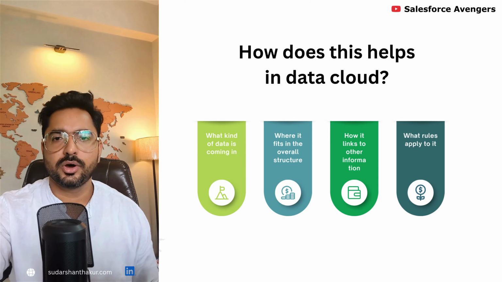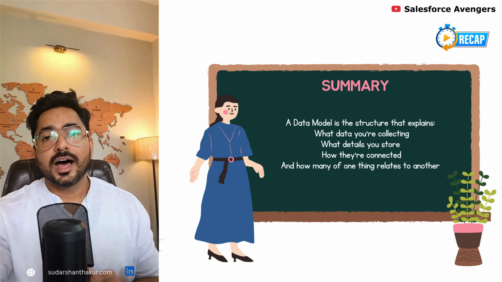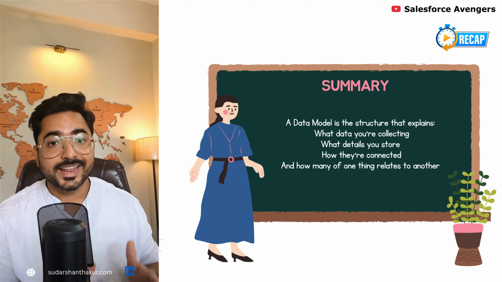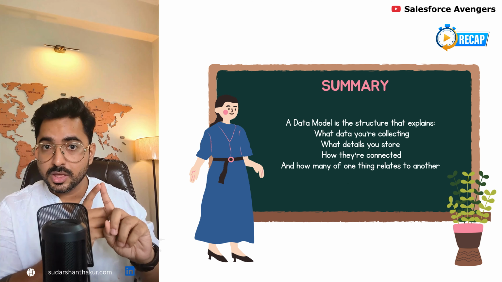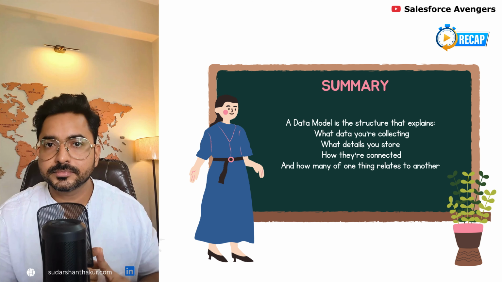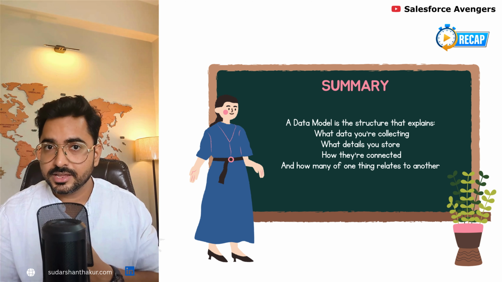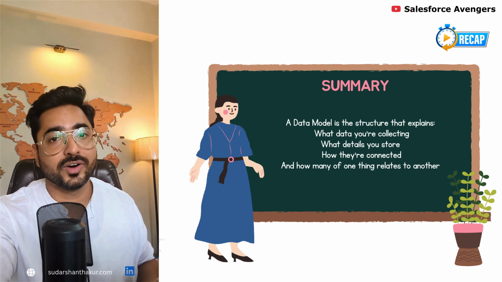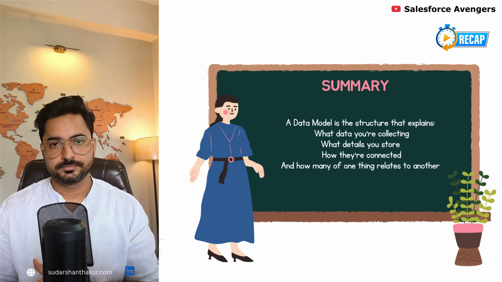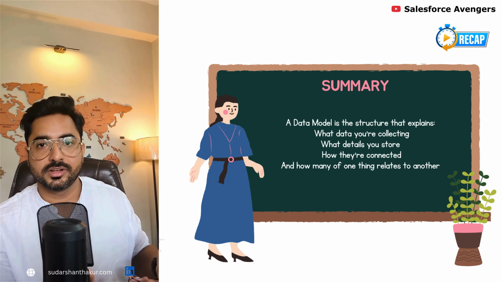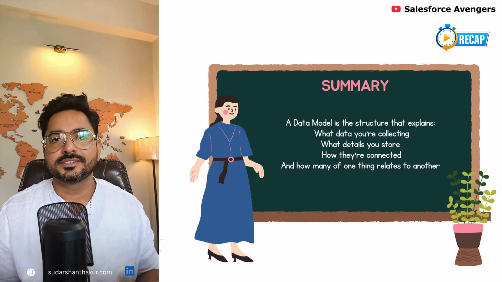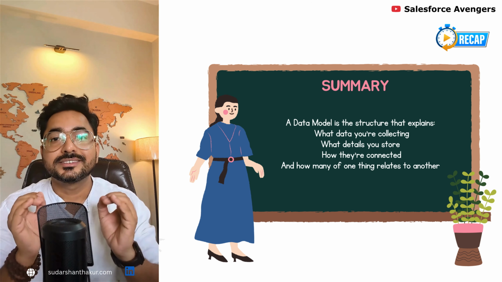Let's come to the summary of what we have learned today. A data model is a structure that explains what data type you are collecting, what details you store, how they are connected, and how many of one thing relates to another. If you want to build automation, run AI, or get customer insights, it all starts with smart data.